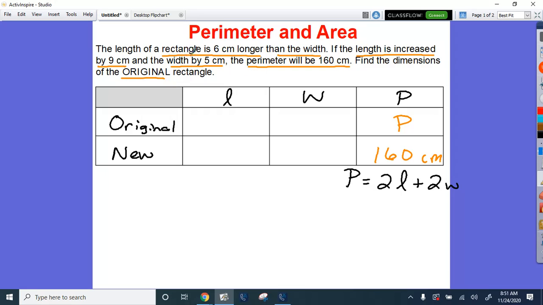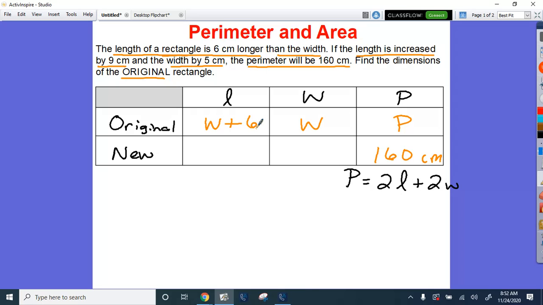We also know that the original rectangle's length is 6 centimeters longer than the width. So I actually don't know my width, it's W. My width is unknown, so I give it a variable, meaning if the length is 6 centimeters longer, I would take my width and add 6 to it, whatever that value would be.